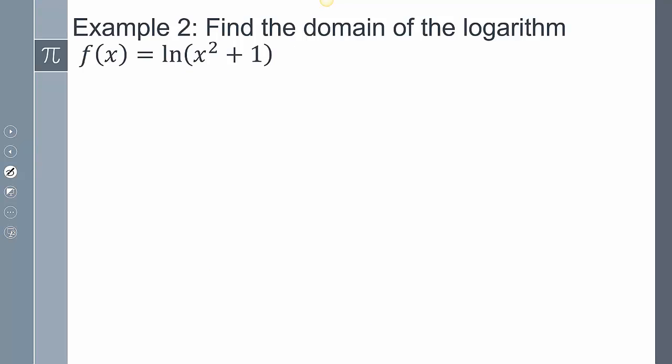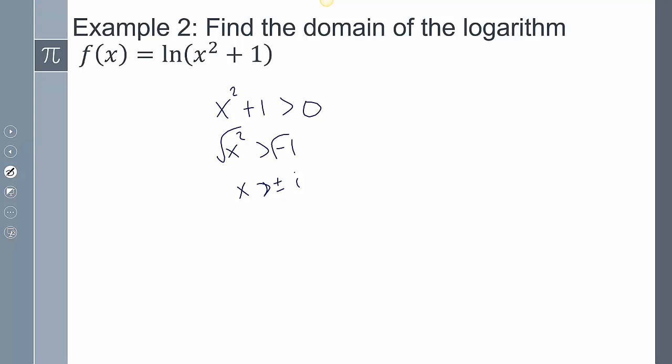For this next one, it says find the domain of the logarithm. Like we said previously, we have to take whatever the inside of the log is and set it greater than 0. Well, we can't factor that. It is quadratic. Maybe I can try solving for it. If I take the square root, I get an imaginary number. Well, I can't do anything with that. It means there's no solution.